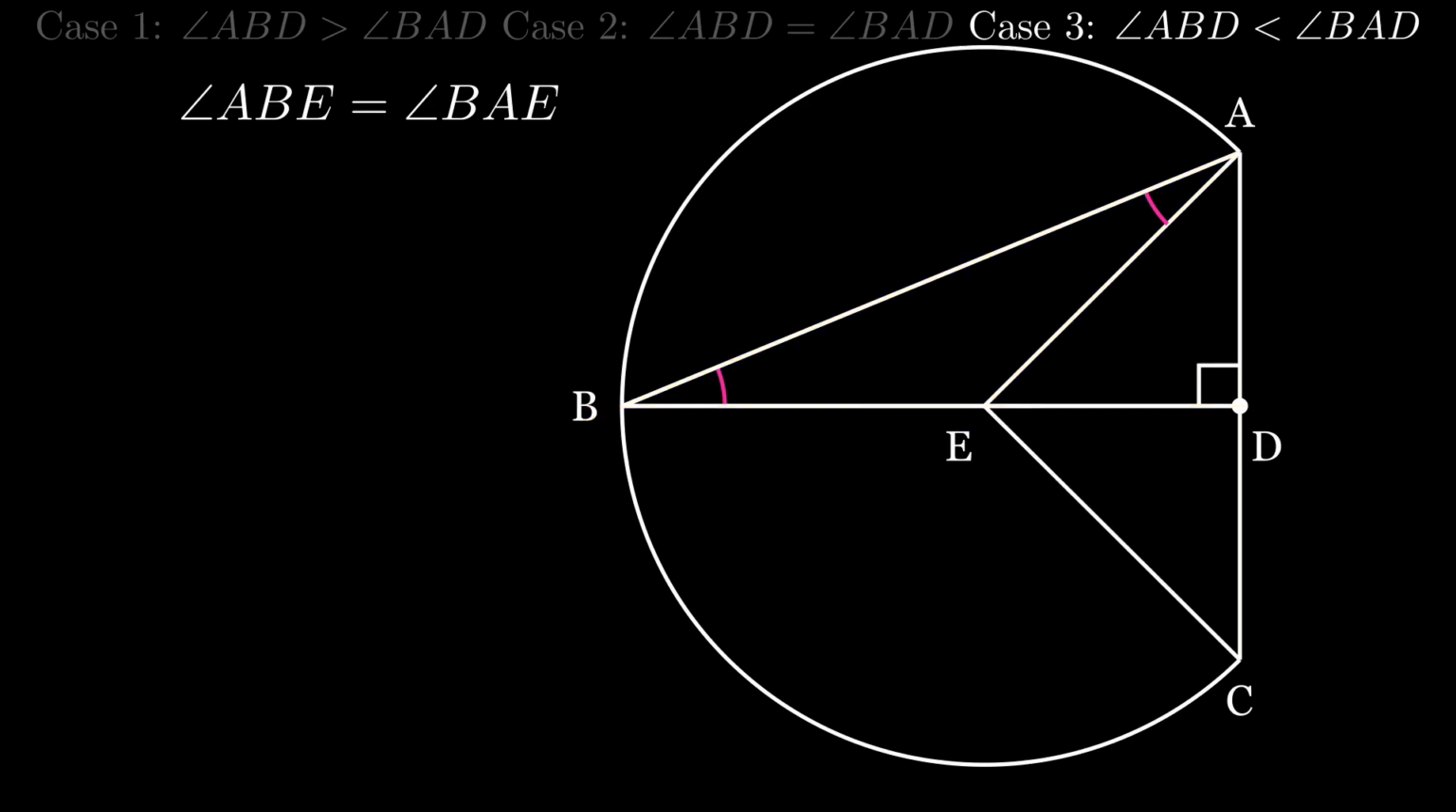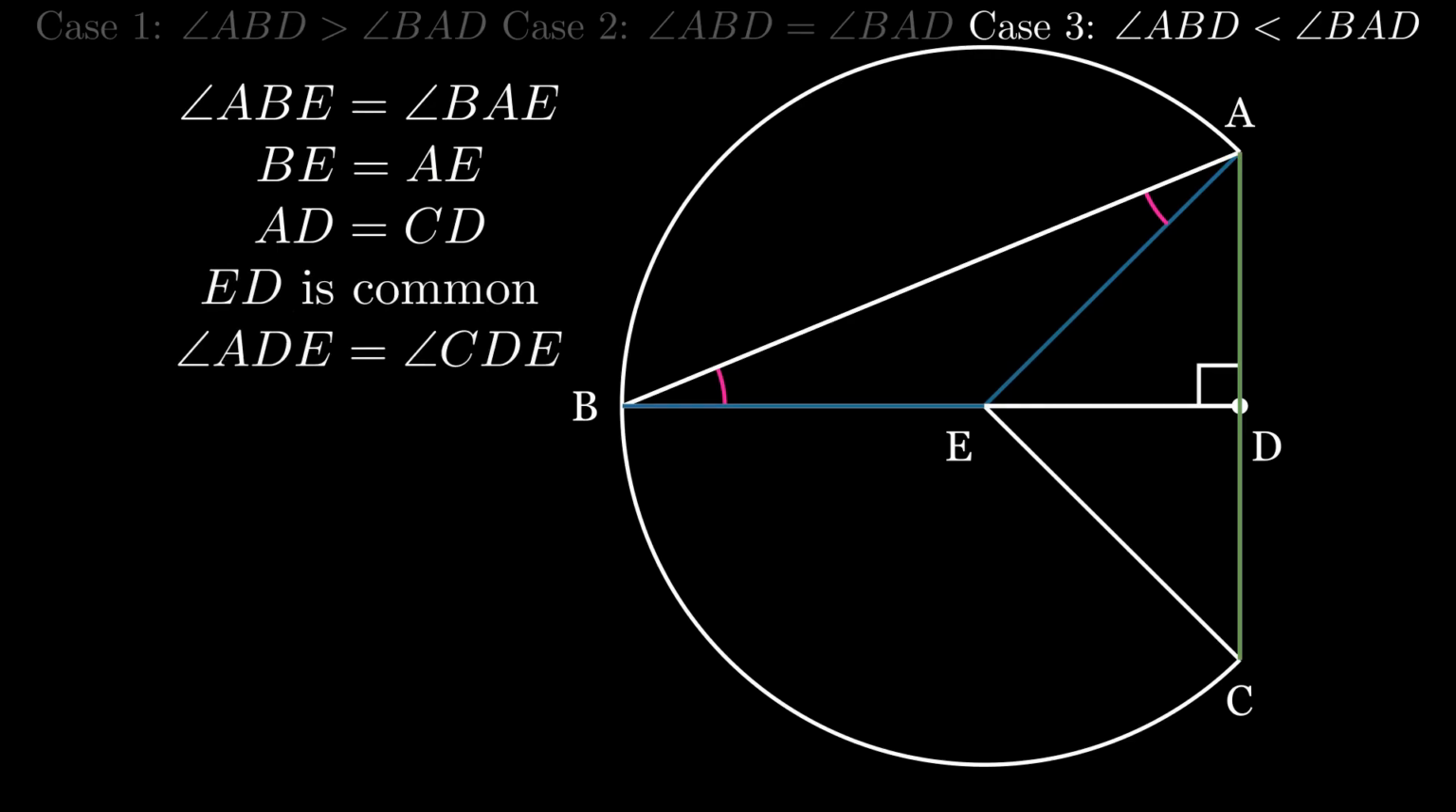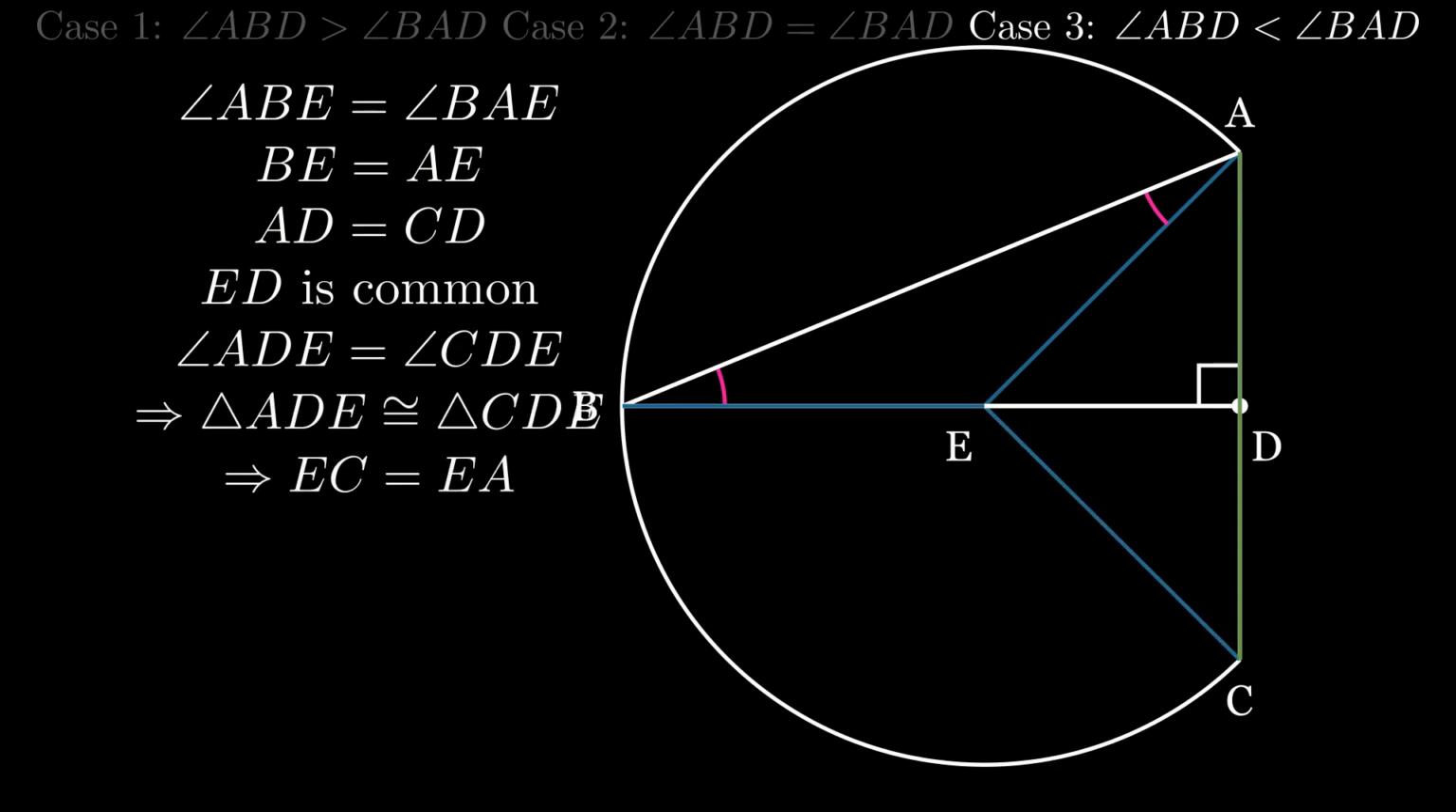Since triangle ABE is isosceles, BE is equal to AE. Looking at triangles AED and CED, AD being equal to CD because AC was bisected at D, they share ED, and angle ADE is equal to angle CDE because DE is perpendicular to AC. This means the two triangles are congruent, and EC is equal to EA.